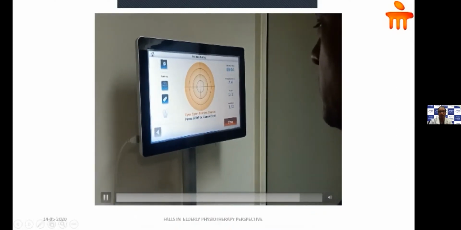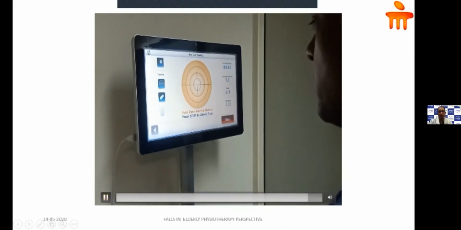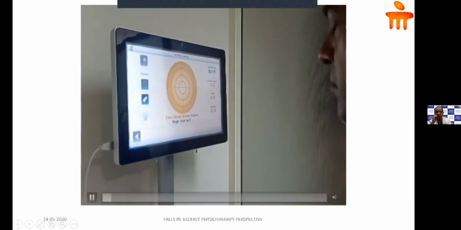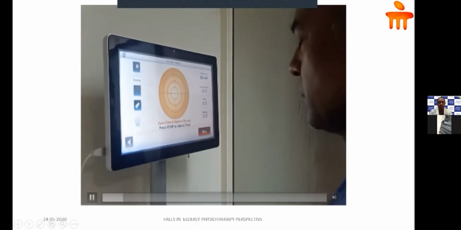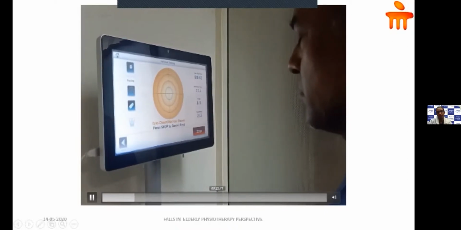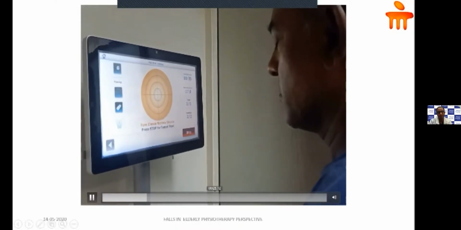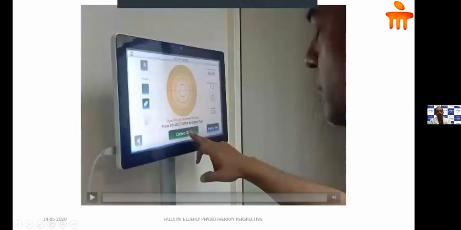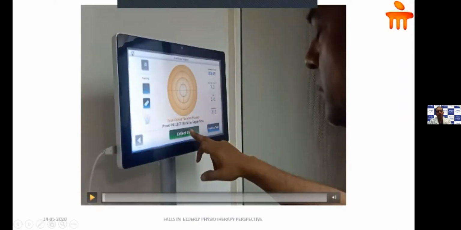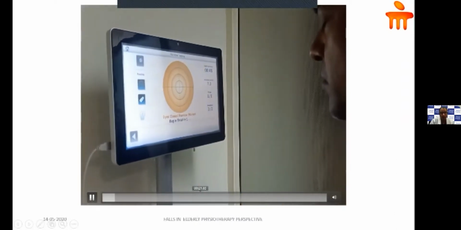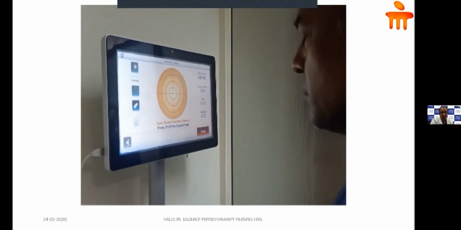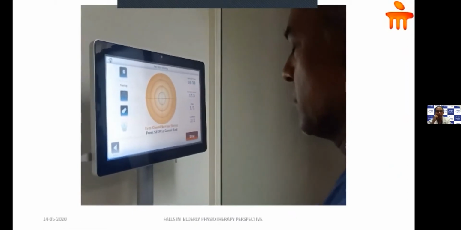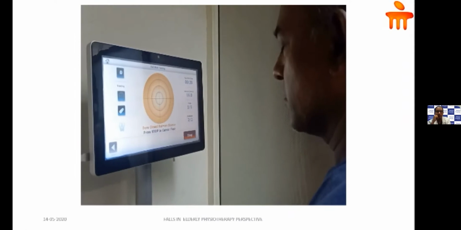With eyes open, there is a velocity of 7.4, and with eyes closed, the velocity is measured again, thereby we can identify whether improvement from the intervention is possible.